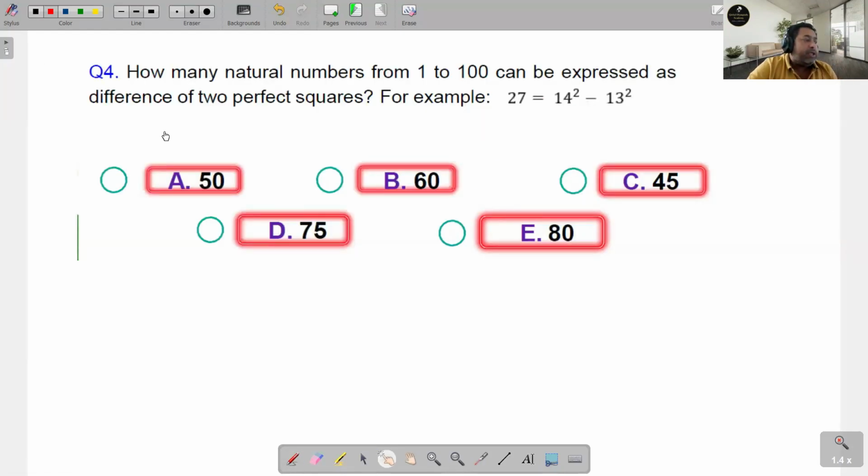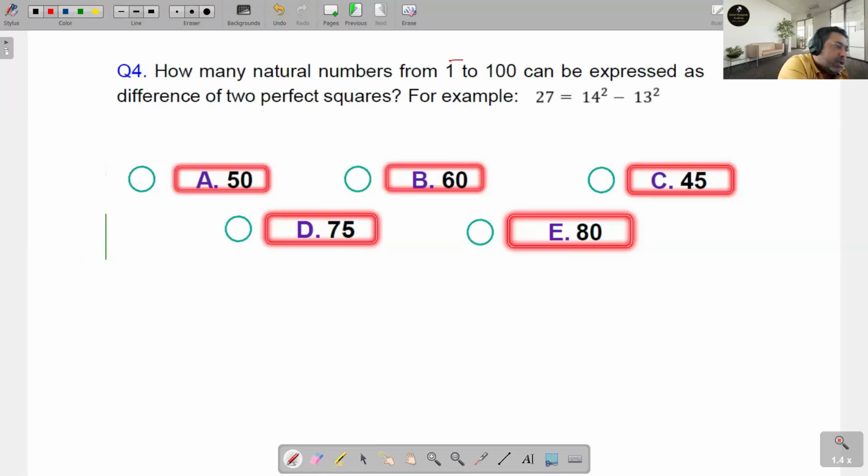Question 4. How many natural numbers from 1 to 100 can be expressed as difference of two perfect squares? For example, 27 is 14 square minus 13 square. All right. So first of all, let's understand what the question is saying. So there are overall 100 natural numbers. Now, how many of them can be expressed as difference of two perfect square numbers? Perfect square numbers are squares of integers. All right. So let's understand one thing, that every odd number can be expressed as difference of two squares.